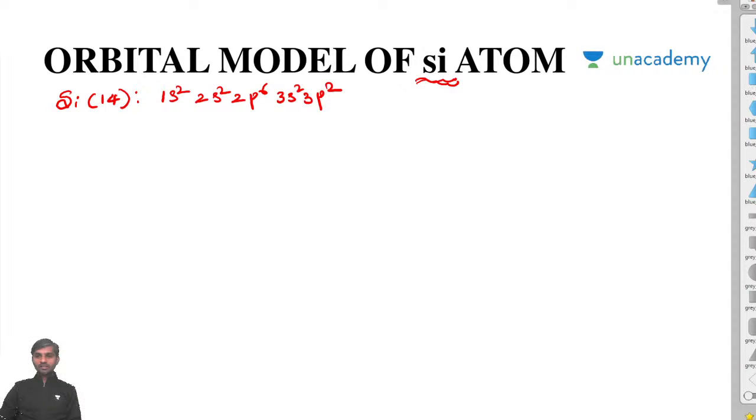Right? Now it comes to the original concept of the orbital model of the silicon atom. So what is the electronic configuration of silicon? Silicon has atomic number 14. We can write 1s2, 2s2, 2p6, 3s2, 3p2. Yes or no? I'll try to draw it here for all our convenience.